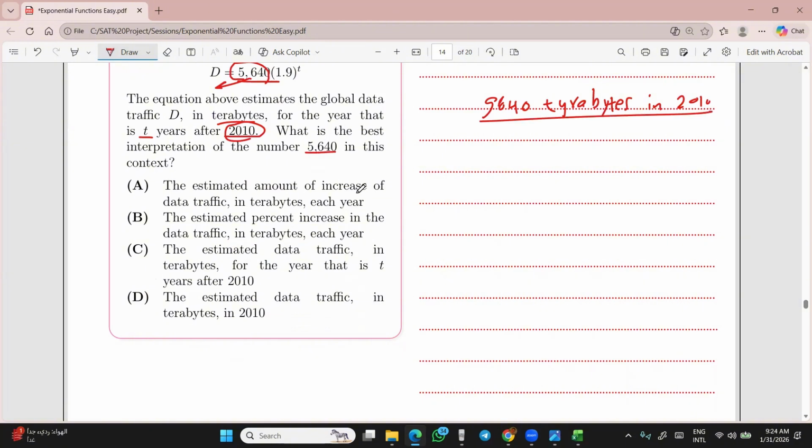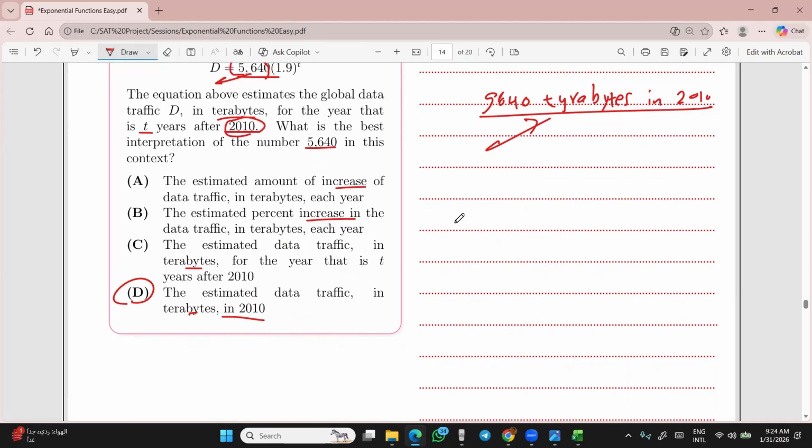The estimated amount of increase, of course, it's not increase. Percent increase, of course, not increase. The estimated data traffic in terabytes, yes, for the year that is T years after, of course, not T years. It should be in 2010, which is here in 2010. And this is in terabytes. So the answer is letter D, taking this into consideration.